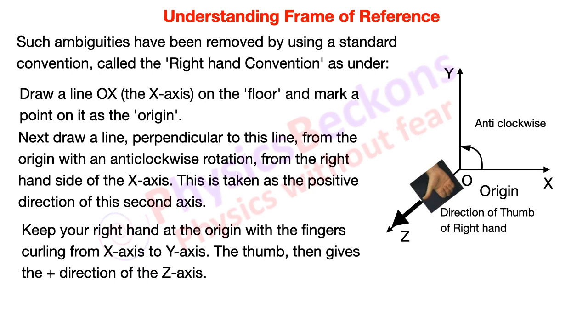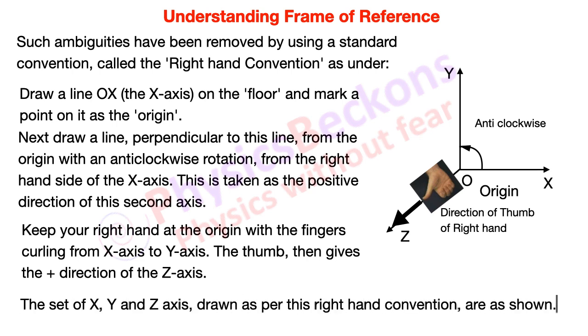Next, keep your right hand at the origin with the fingers curling from x-axis to y-axis. This should be very clear. The thumb of the right hand will then give the positive direction of the z-axis. This is what the right hand convention means. The set of x, y and z axes drawn as per this right hand convention are as shown in the figure.